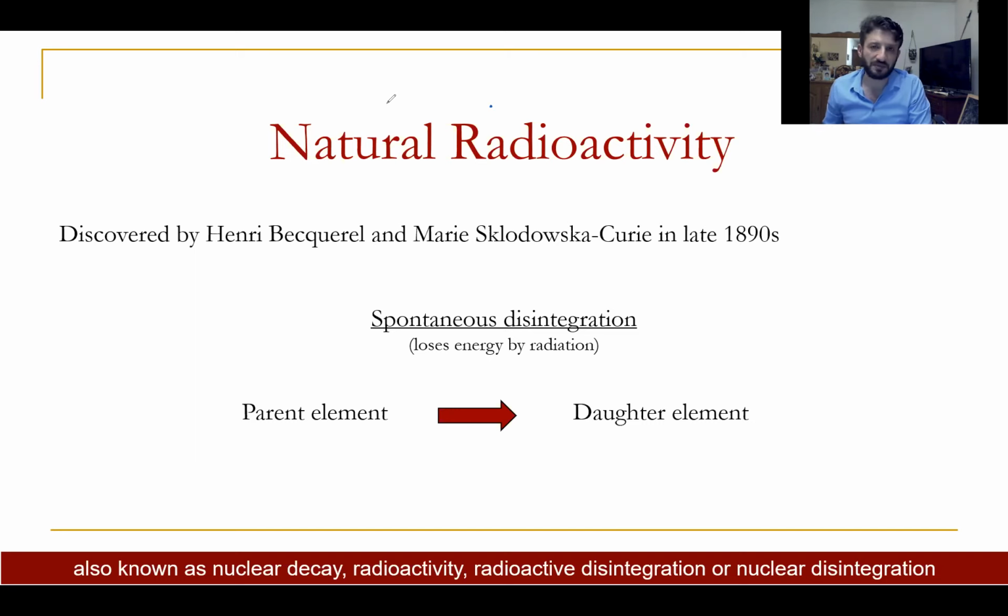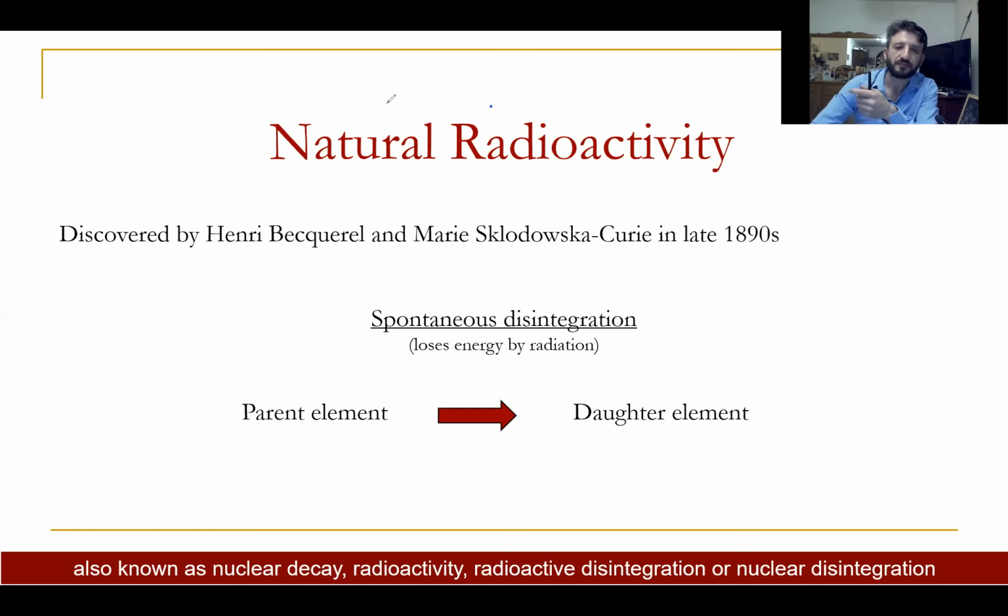In general, the unstable element decays to a more stable element, because we can have a chain of decay, many sequences of decay from one unstable element to a new, more and more stable element, and finally we get a stable element. So in general we have a parent unstable element that decays to a daughter stable nucleus.